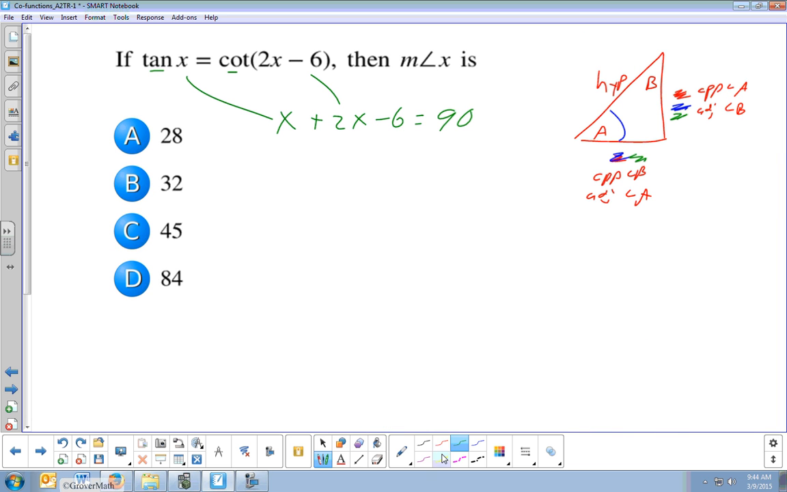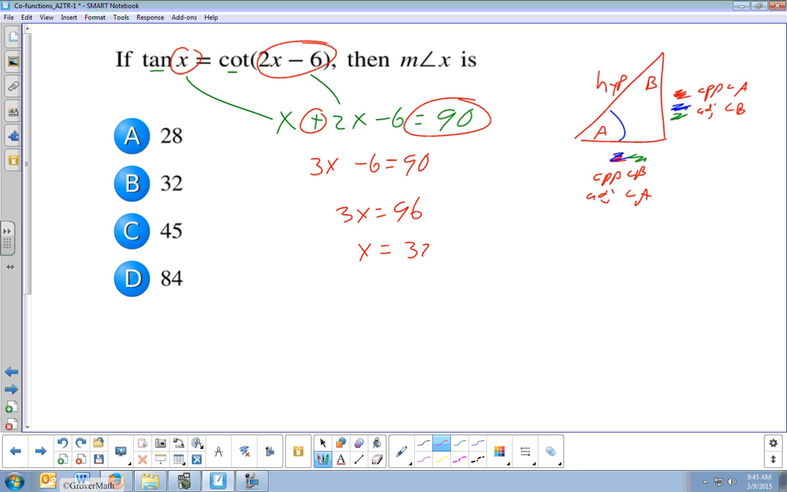So again, you're just taking what's here plus this and setting it equal to 90. Don't forget to put a plus between these and equals 90, and then you just solve. So 3x minus 6 equals 90. 3x equals 96, divided by 3, x equals 32.